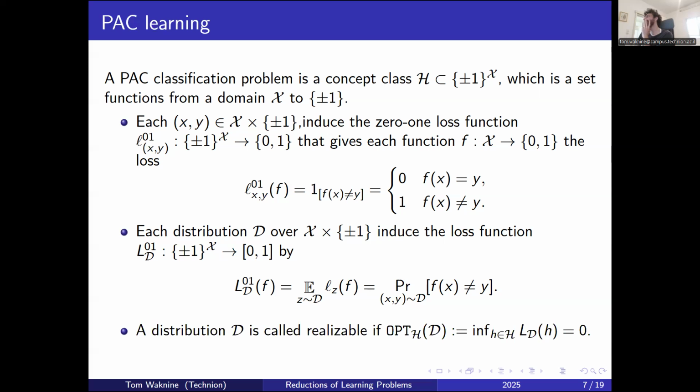And here we will work in the realizable setting. So we assume that a distribution is realizable if the infimum over all functions in the class is 0. So we assume that you can get arbitrarily small loss, and this is our setup. You can of course drop this assumption, and then you just try to minimize L_D of 0-1, but in this case you try to make L_D of 0-1 go to 0.